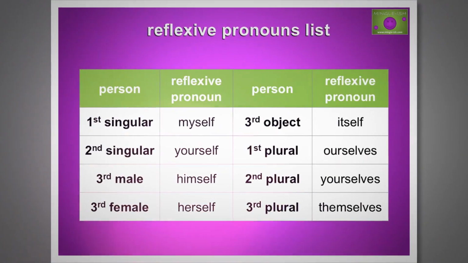Here's a list of all the reflexive pronouns for you to learn. First person singular is myself. Second person singular is yourself. Third person singular is himself, herself, or itself. First person plural is ourselves. Second person plural is yourselves. And third person plural is themselves.